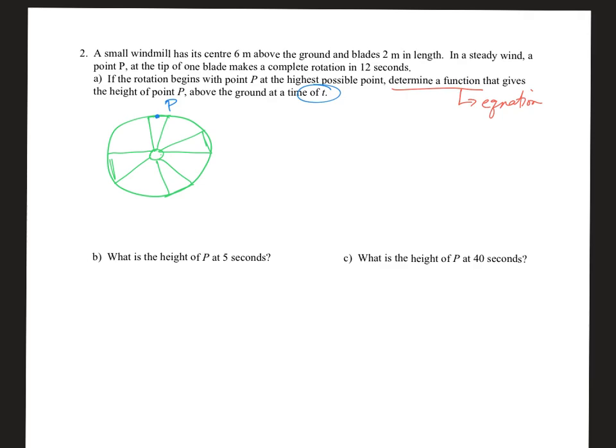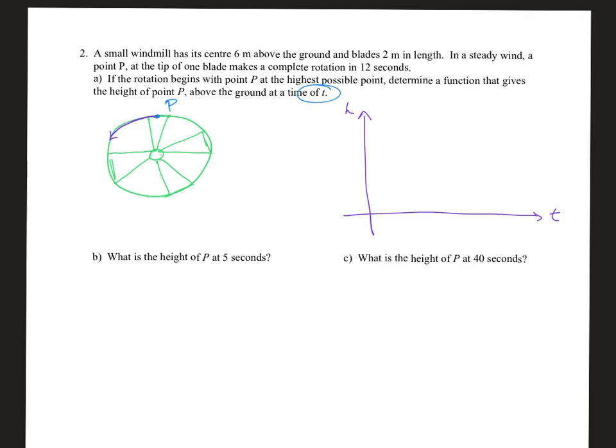So what I'm going to do is I'm going to come over here and I'm going to produce a quick set of axes. I'm just going to get rid of that equation up in the top because we now know that's what we need to do. My axes are going to be height versus time. And now what I'm going to do is I'm going to draw the picture of what happens as P begins to rotate.